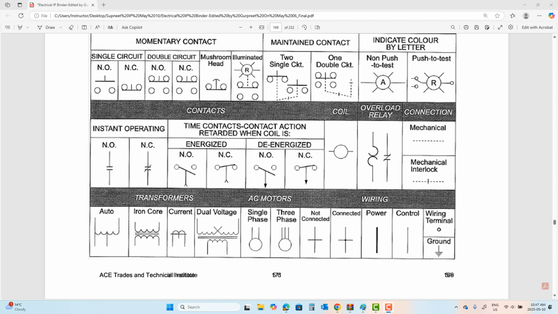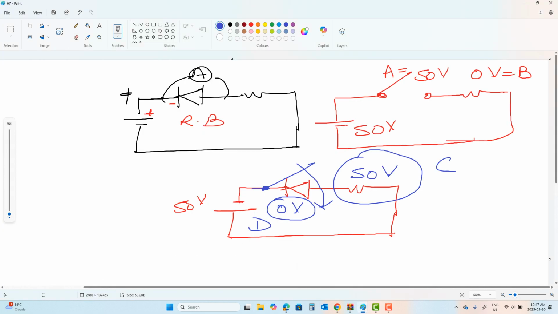Next story we are learning is timed contacts. Okay, so make notes, guys. Either the contact is NOTC or NCTO. So NOTC, normally open time closing contact, or normally closed time open contact.